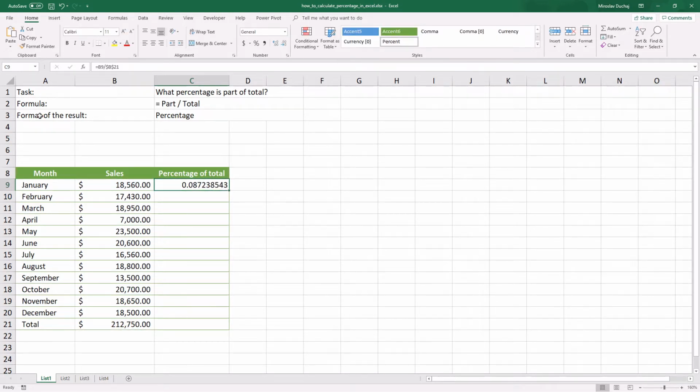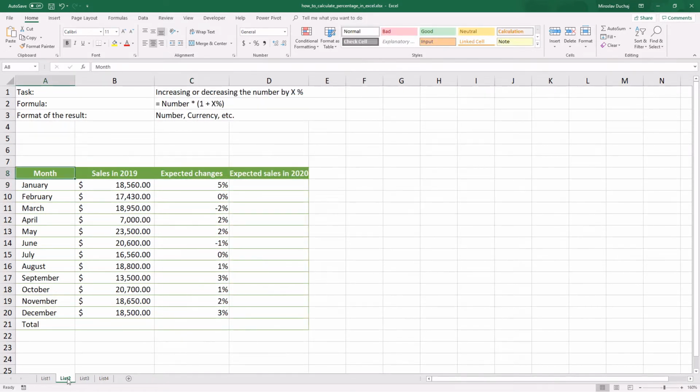The result has to be in percentage format, so we will select all those cells and use percentage format with 2 decimal places. Then we copy the formula and the exercise is finished. Let's take a look at another worksheet. In this worksheet we will increase or decrease the number by X%.